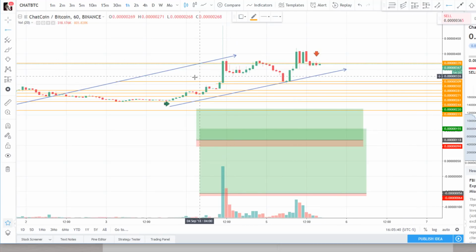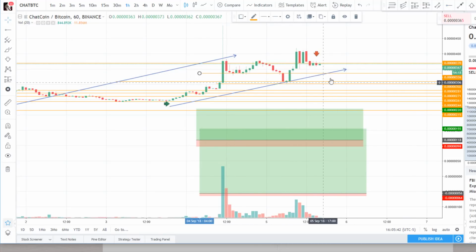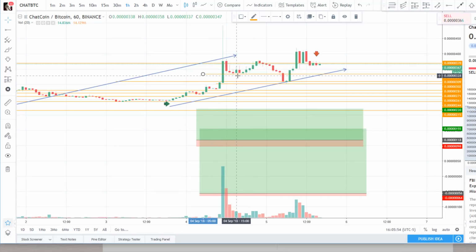Do we look at this low here? It already breached that, but then it actually went above it. Or do we look at this low here? Which low do we look at? So that's your binary decision. Well, let's say that we choose this low here. If it breaks this low and it doesn't get rejected and it closes below this low, then we're saying that the structure has been broken.